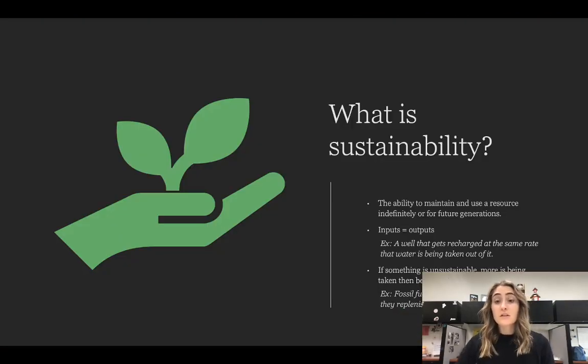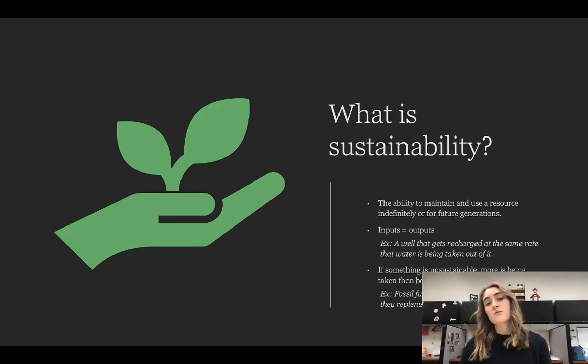So what is sustainability? This means that if we're living sustainably or we're using something sustainably, it means we're able to use that particular resource for future generations or indefinitely. That means we're keeping in mind that there are generations past us that will need to use this same resource, so we need to use it in such a way that it's still available to them, but still be able to use it ourselves. So sustainability doesn't mean that you're not using something at all. It just means that you're aware of how much you're using.